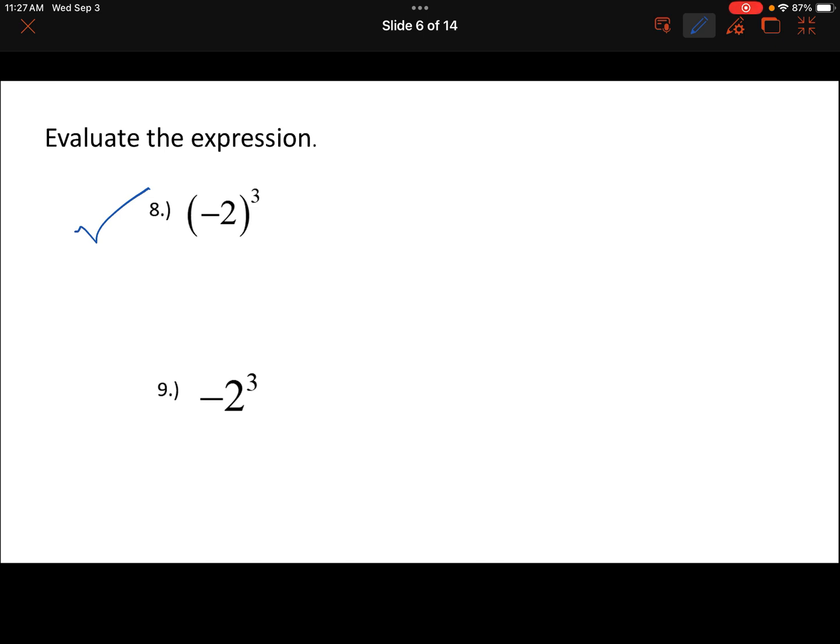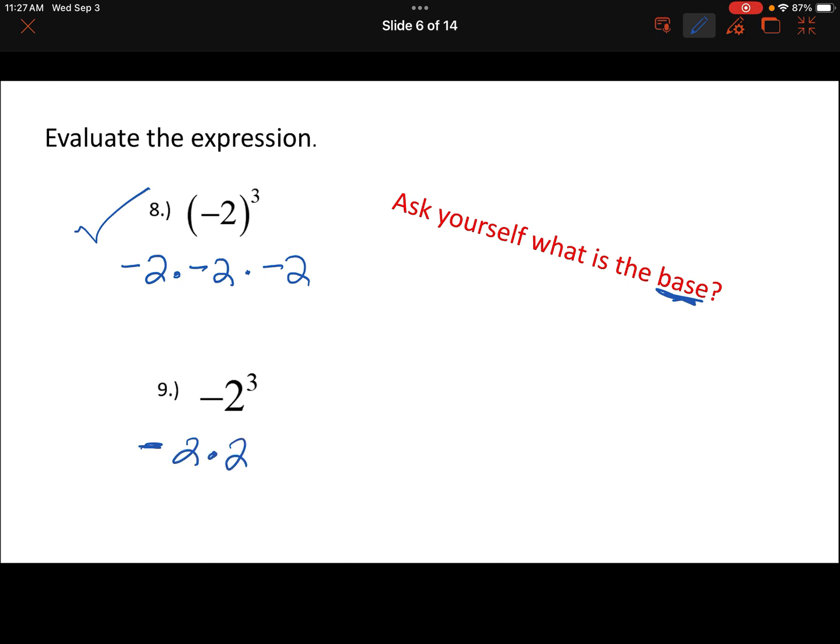The problem, your work, -2 times -2 times -2, because the base for number 8 is -2. In number 9, you're going to have the opposite of 2 times 2 times 2. Then you're going to go back and simplify. That's going to give me a positive 4 times -2, -8. This one's going to give me 4 times 2, -8.